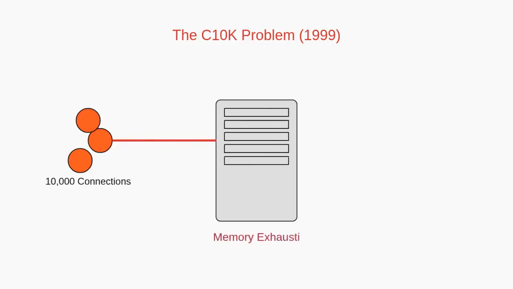If 10,000 customers walk in, you need 10,000 waiters. That is simply not scalable. The server would spend more time switching between waiters than actually serving food. This is exactly what was happening to the early web. We needed a new way to handle thousands of connections simultaneously without eating up all the system resources.